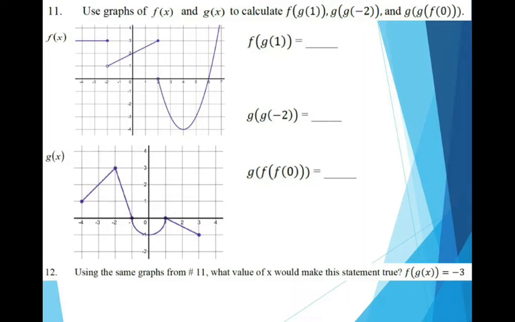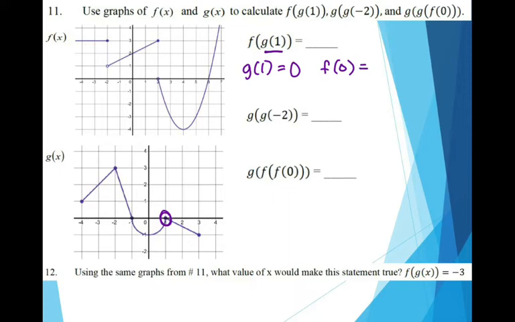Anytime you're working with a composition, you always want to work from the inside out. So I'm going to start by finding g of 1 first. I'm going to look at my g graph. G of 1 is right here. So the y value, when my x value is 1, is 0. Now I'm going to find f of 0.